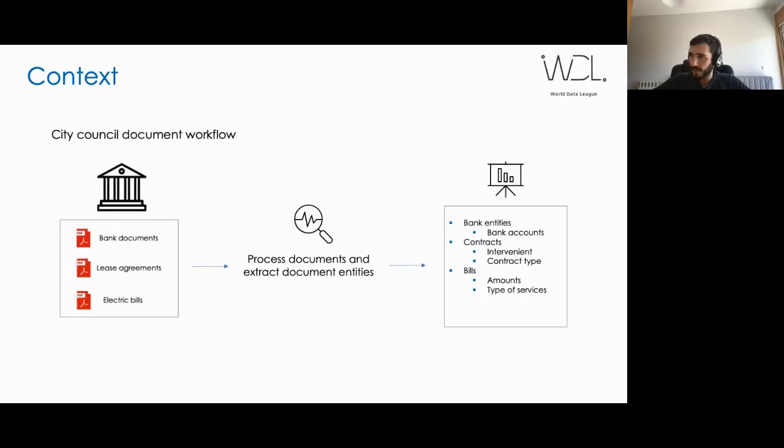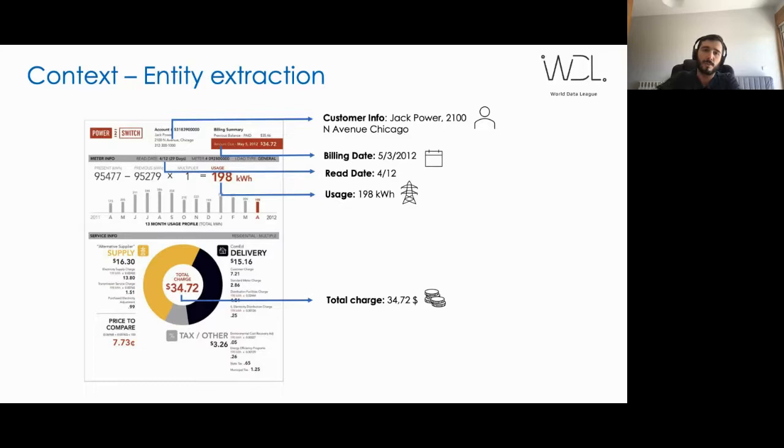To give a little bit more context on the entity extraction, what do we call these entities? Let's look at this bill, for instance. In this case, we have an electric bill, and here we have a bunch of information. On the top, the header of the document, we have the customer info for the client. We have the billing date, the usage of the power that this invoice consumed, and also the total charge for this current month. For contextualizing this, these are the entities that we want to extract from the document.